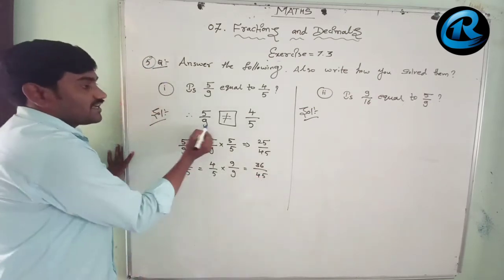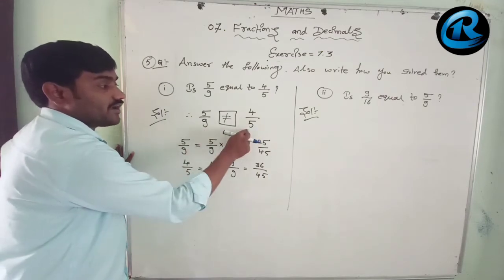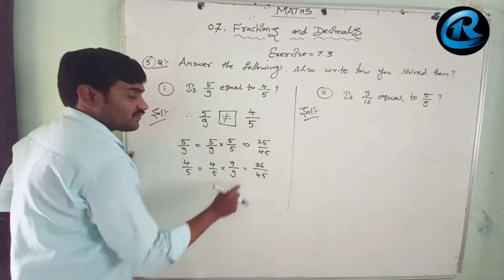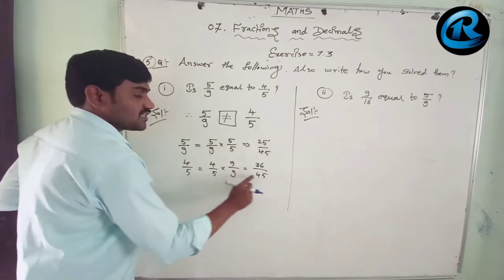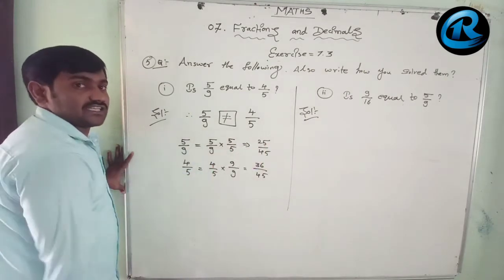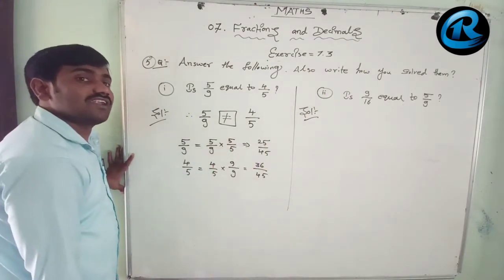See this, here the denominators are different, 9 and 5, but here 5/9 is equal to 25/45. Here 4/5 is equal to 36/45. These are called equivalent fractions. Equal value of fractions is called equivalent fractions.